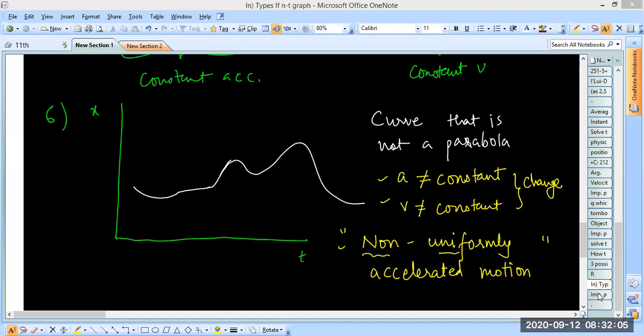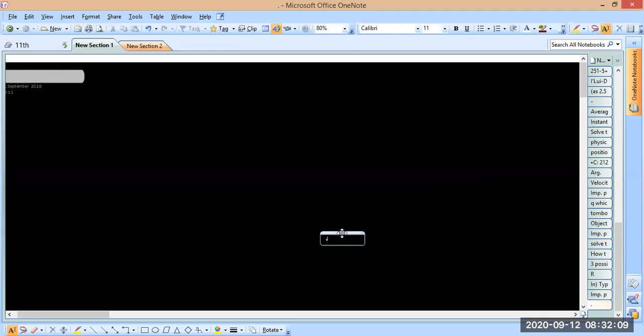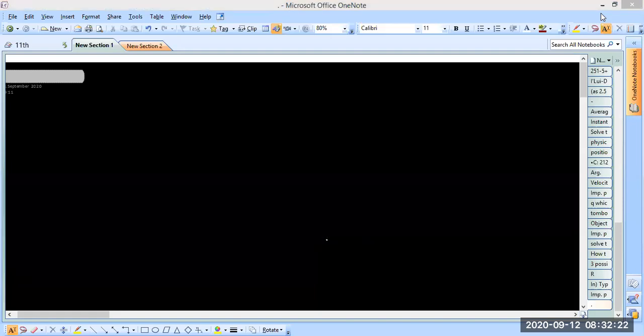Before we go to the next topic, again, very quickly. Yes, Gracie? How can we say that velocity and acceleration are constant? In which graph are you talking about, Gracie? Are you talking about the last one, number 6?